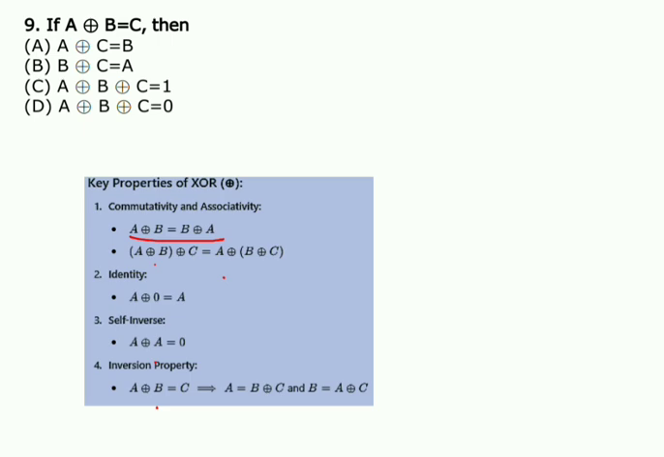So these are the properties of the XOR operation. Option D is the correct one. In the XOR operation, if A XOR B equals C, then A XOR B XOR C equals what? If you substitute the C value here, C XOR C means 0. So option D is the correct one for the ninth question.